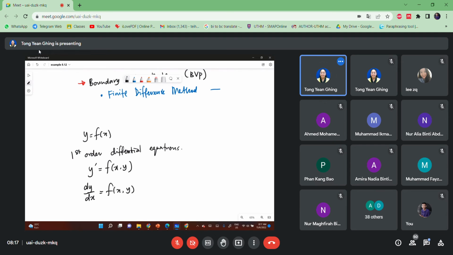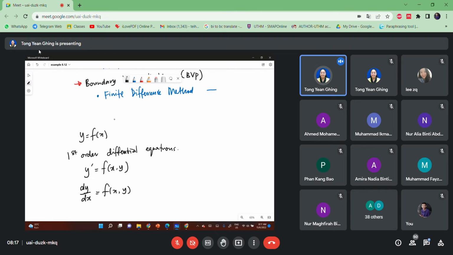Ordinary derivative means dy/dx. It can be the first derivative, second derivative, or third, and so on. So this is the ordinary derivative.